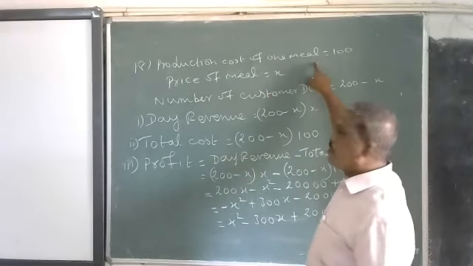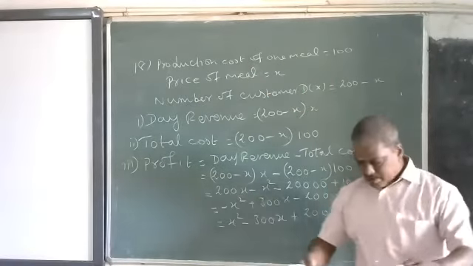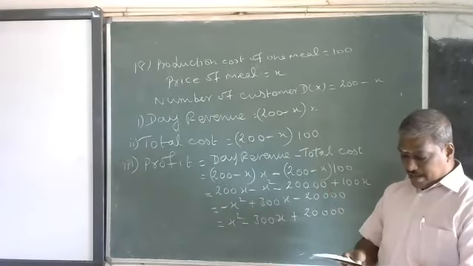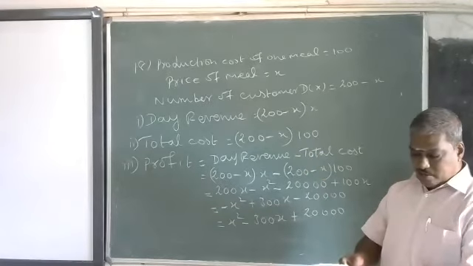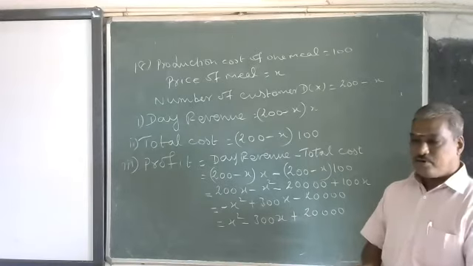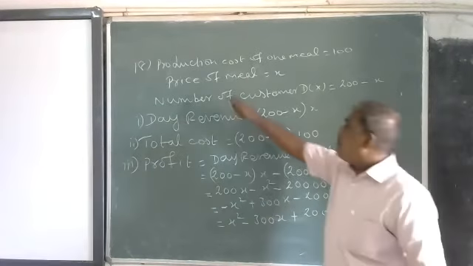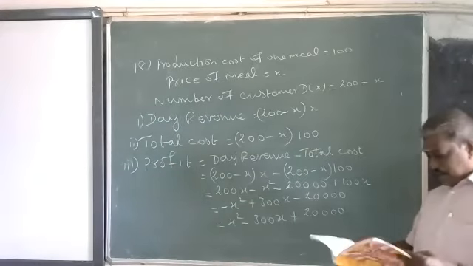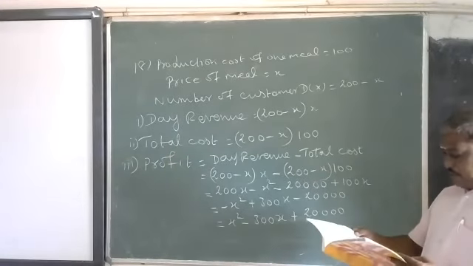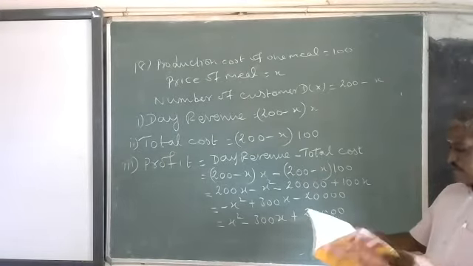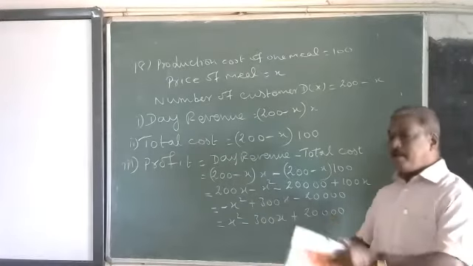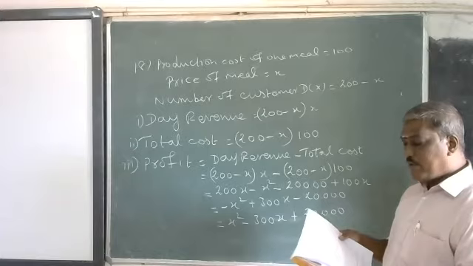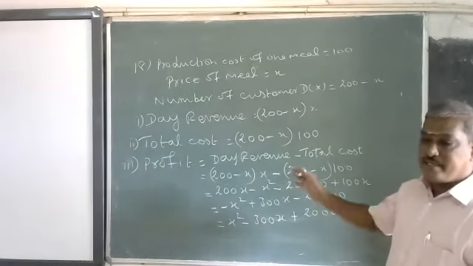Production cost of the meal is 100 rupees, that was given as the supply, so write that first. Second, he estimated the menu price of the meal as x. Then the number of customers who will order the meal at that price in the evening is given by the function D of x equal to 200 minus x.